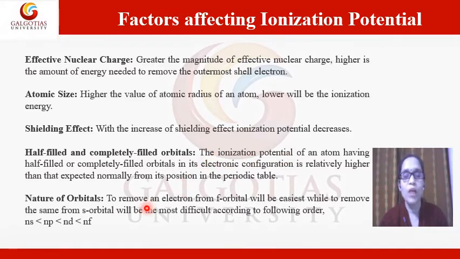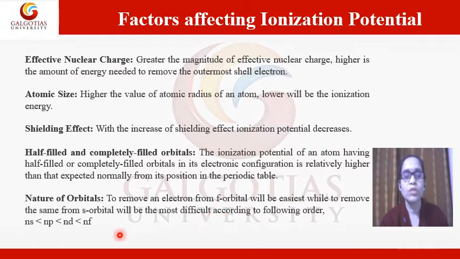Then how does the nature of orbitals affect the ionization energy? To remove an electron from an f orbital is easier, while to remove an electron from the s orbital will be more difficult, because the penetrating power of the s orbital is higher in comparison to p, d and f.